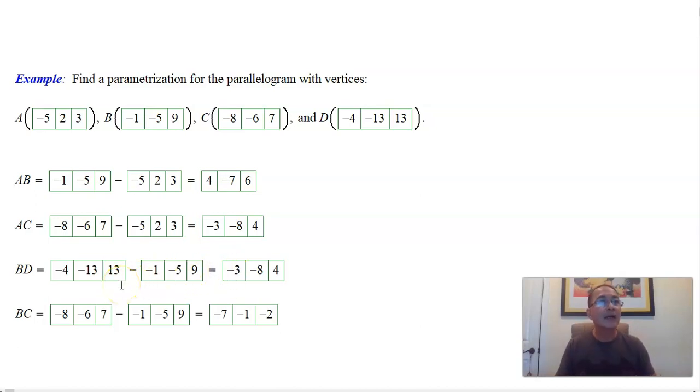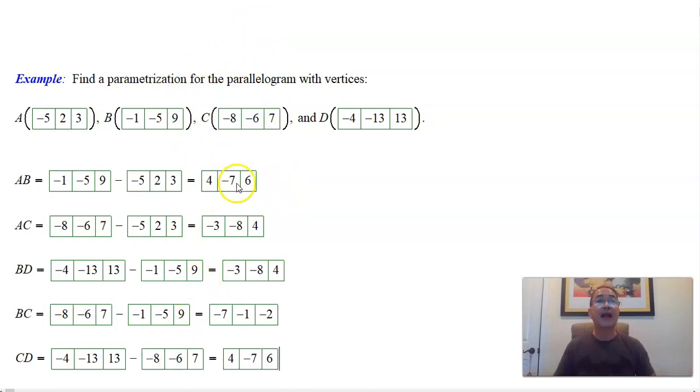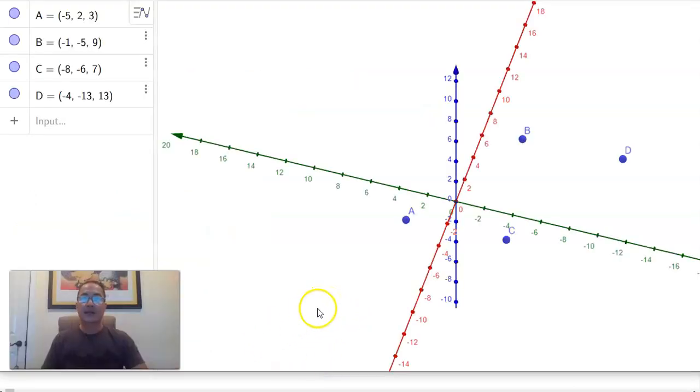So what else can we try? Let's look at the vector from C to D. So we have here C, D, and minus C. Will you look familiar? There it is. So AB is parallel to CD. Great. Let's go now to GeoGebra and see what a parallelogram looks like.